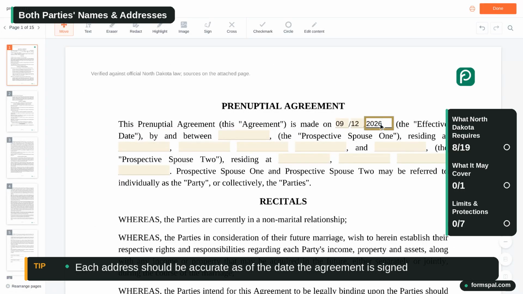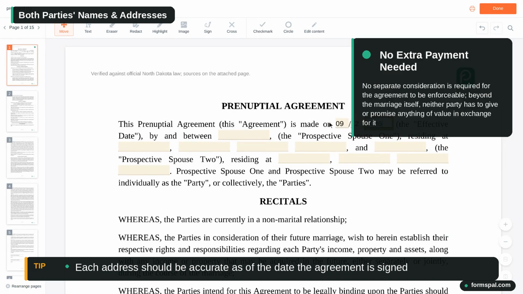Next, enter each prospective spouse's name and mailing address, exactly as they will appear on the signed pages. The agreement calls them Prospective Spouse 1 and Prospective Spouse 2, names carried through the signature block and the schedules ahead. Neither person owes the other any payment or promise for this to hold. The marriage itself is the exchange.